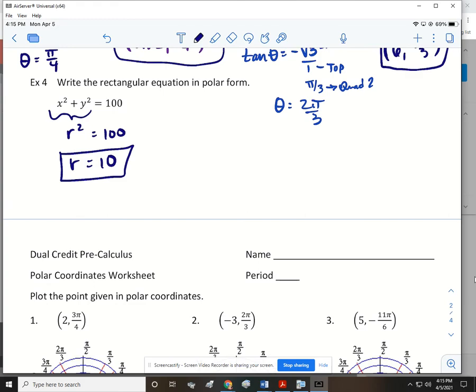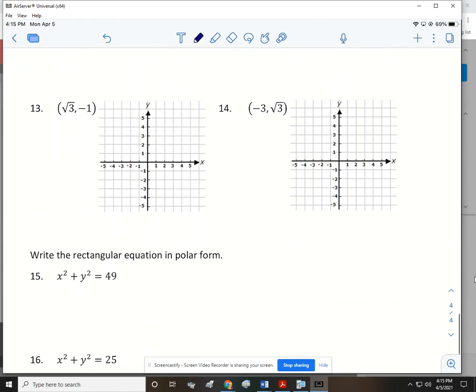All right, so that's it. What I want y'all to do is finish this worksheet that we started yesterday.